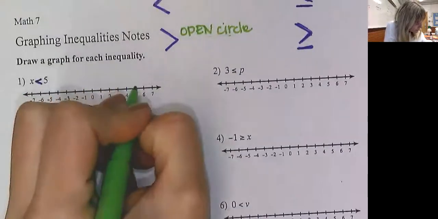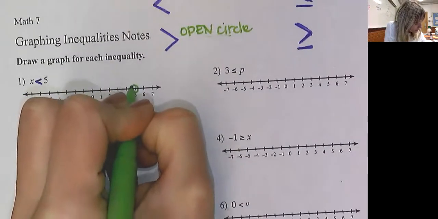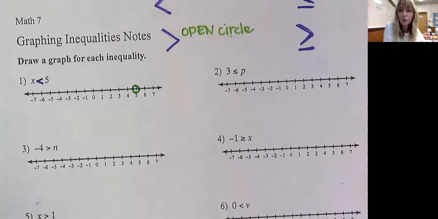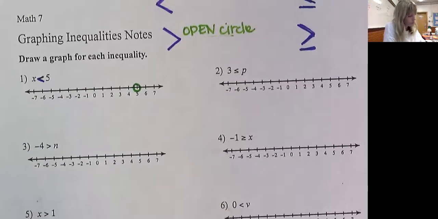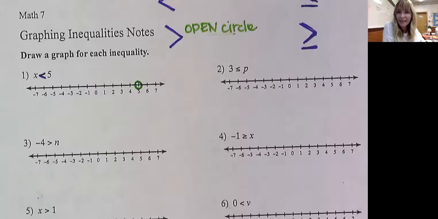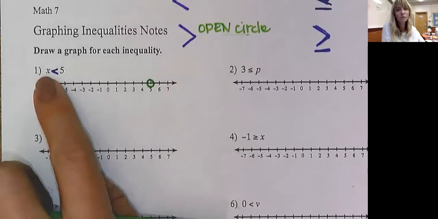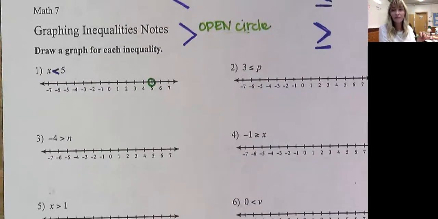So this is how I draw this. Go ahead and draw this with me. I'm just going to draw an open circle right there. Open means do not color it in. The reason that we're not coloring it in is because x is supposed to be less than 5. And as we talked about with your homework yesterday, if it's less than 5, that means it's not supposed to include 5.